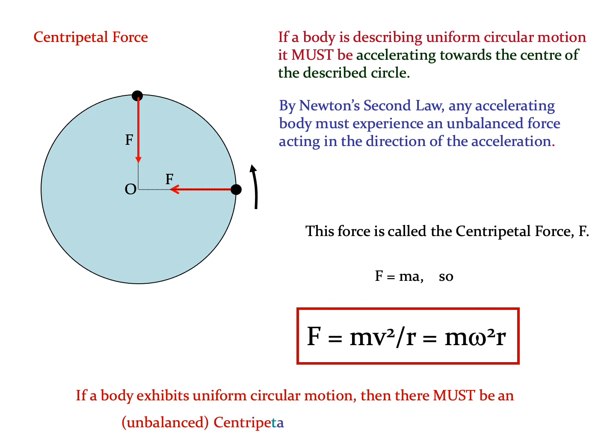To sum up, if a body exhibits uniform circular motion, then there must be an unbalanced centripetal force causing that motion. And in many of the problems you meet in circular motion involving centripetal accelerations and centripetal forces, almost always the first stage of the problem is to identify the force which is providing the centripetal force. Okay, I sense that you want a worked example, so here's one coming.